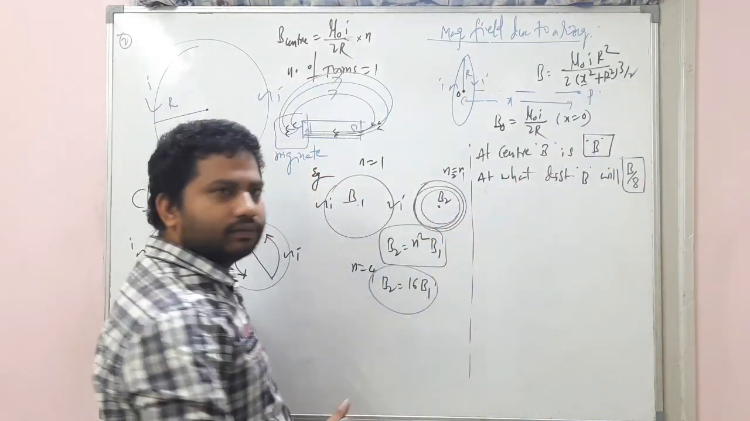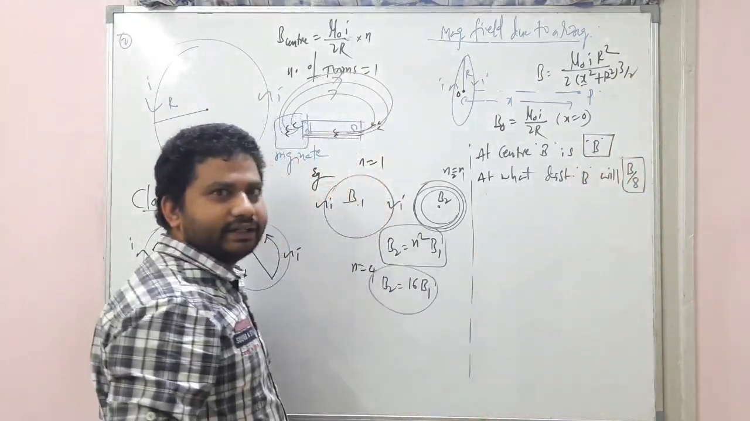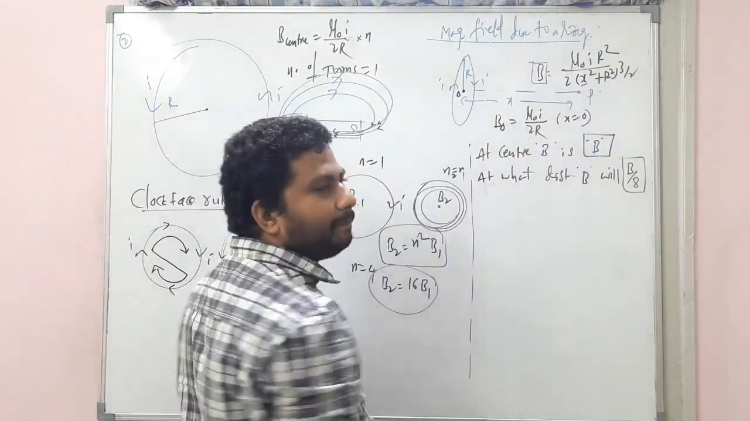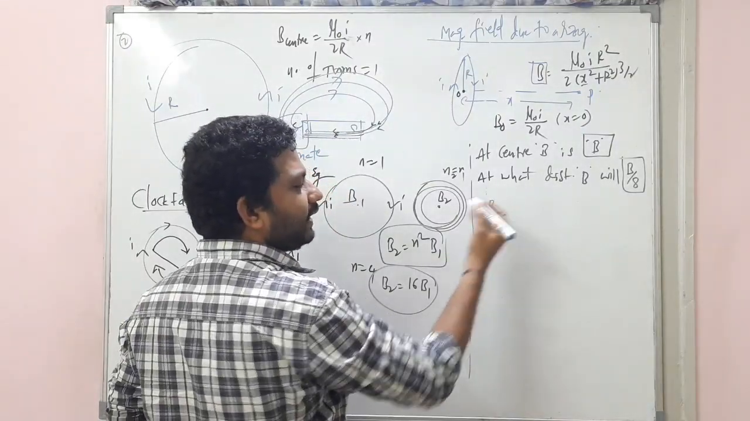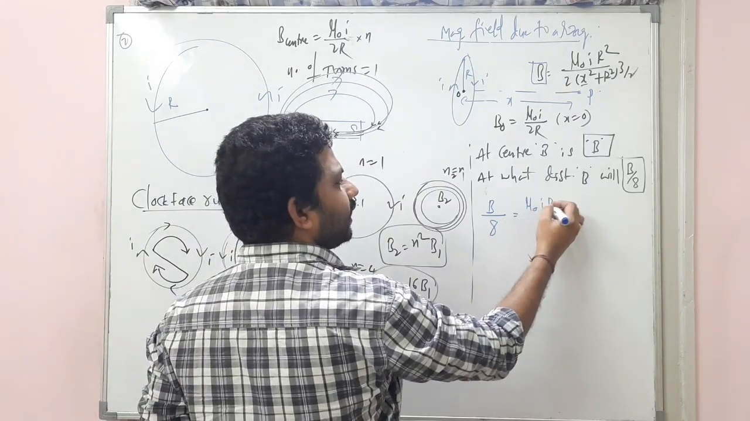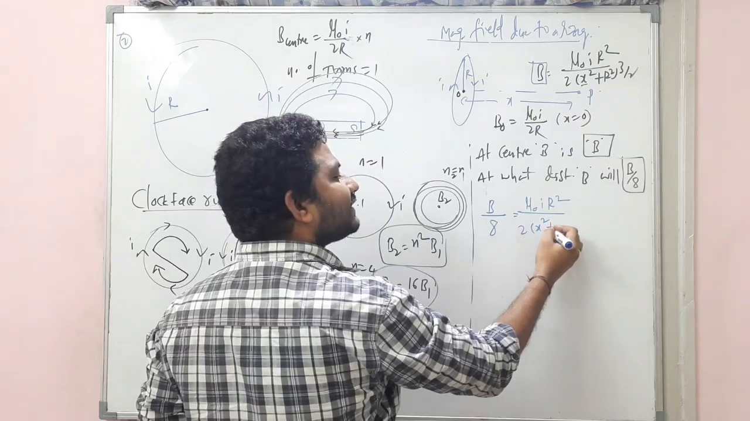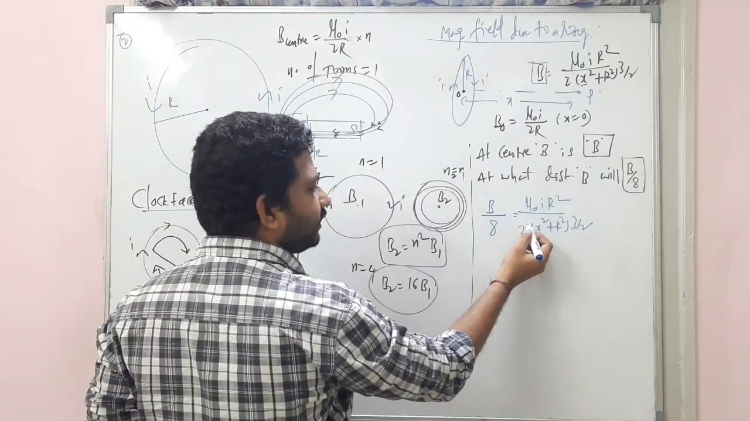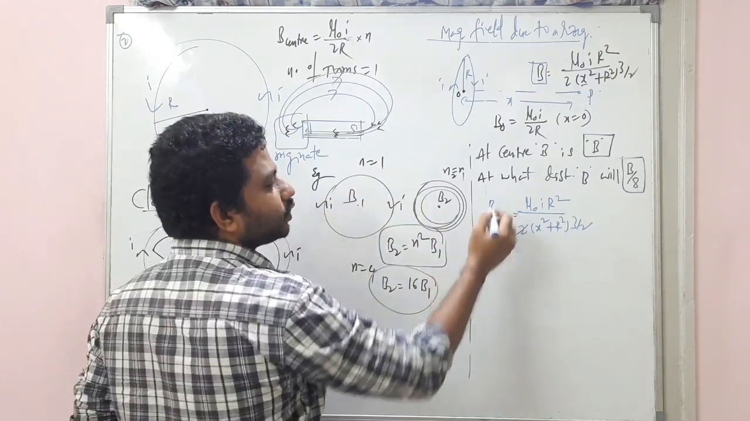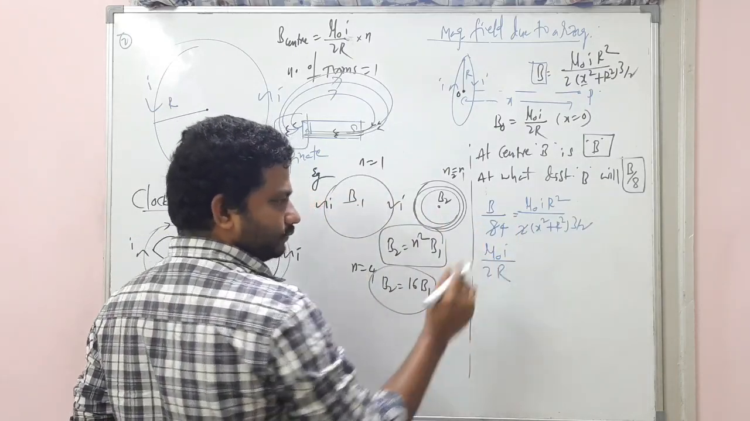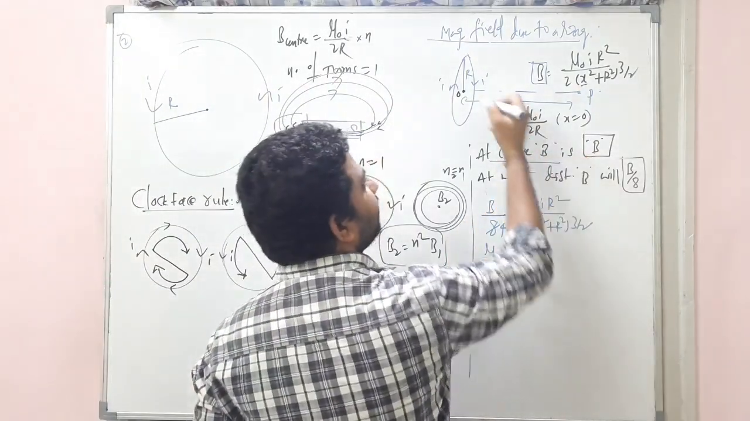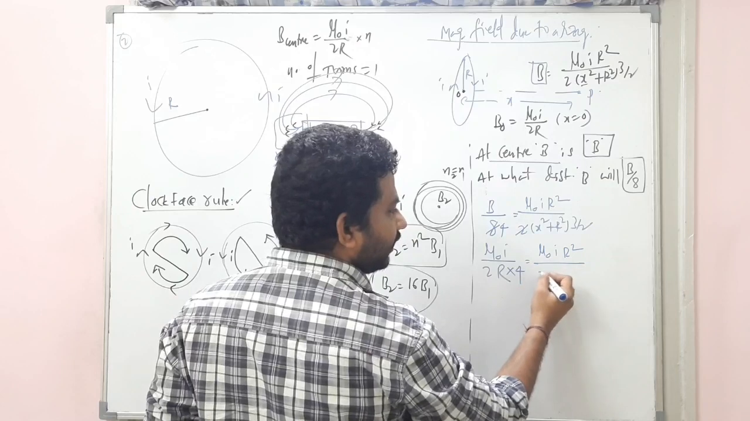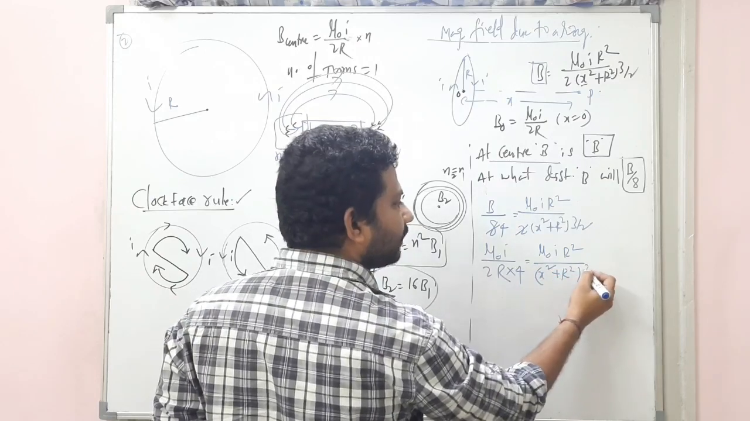The magnetic field at the center is B. At what distance will it become B by 8? Simple. At some distance, the magnetic field is becoming B by 8. So let's write the same. B by 8 is equal to mu naught I R square divided by 2 into (x square plus R square) all to the power 3 by 2. What is this B? This B is mu naught I by 2R, because B is the magnetic field at the center. So this 4 times 2 is, which is equal to mu naught I R square divided by (x square plus R square) all to the power 3 by 2.